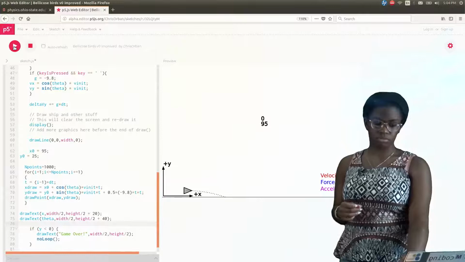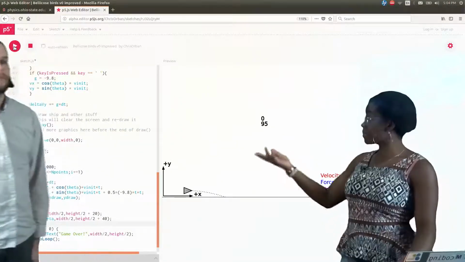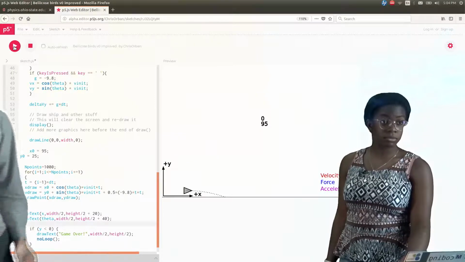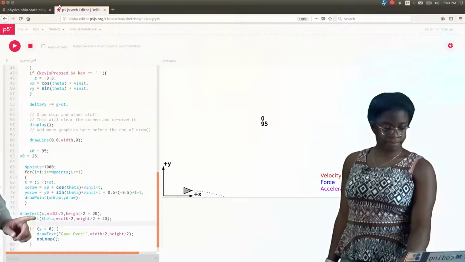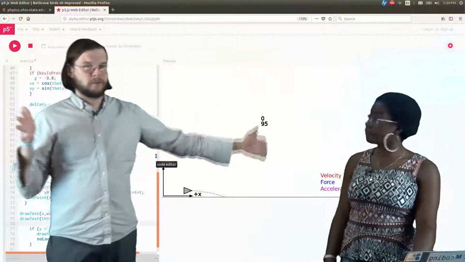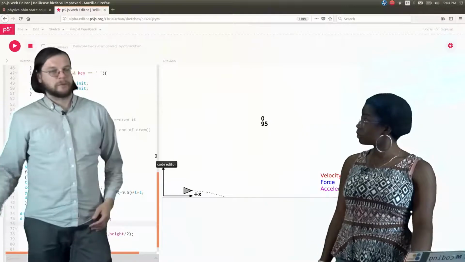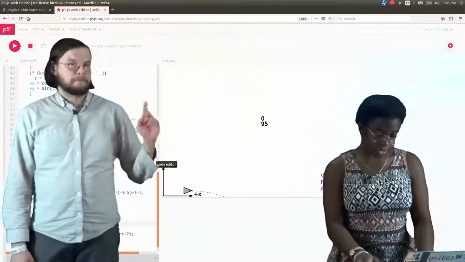So that is writing. Right now, the top number is theta, which makes sense, obviously, because it is 0 in radians. And then the bottom number is the x position, which is 95. By the way, the thing is 750 across, so 95 is pretty close to the origin. Let me go ahead and play with some stuff.